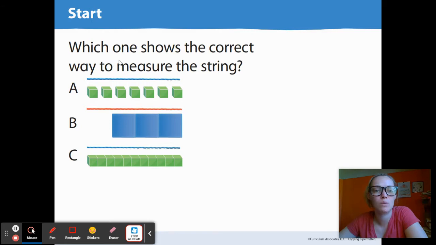Which one shows the correct way to measure the string? I want you to think in your head. Let's take a look at A. So here's the string. Here's how they measured it with unit cubes. Here's B. Here's the string. Here's how they measured it with unit cubes, or not unit cubes, squares. Here's C. Here's how they measured it with unit cubes.